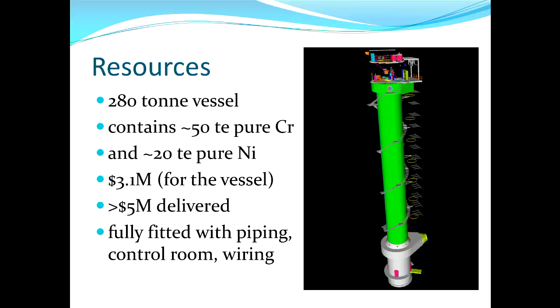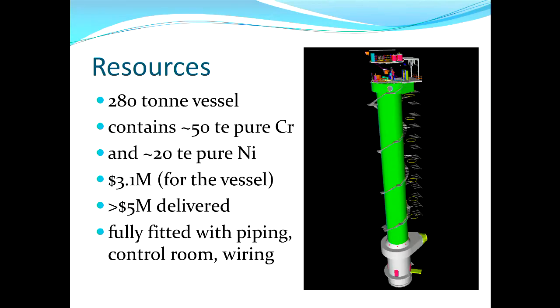It took a lot of material resources to build this prill tower. It turns out that the vessel weighs 280 tonnes, and if you do the sums, multiply that by 18% and 8%, you calculate that you require 50 tonnes of pure chromium. I don't know if you could imagine a big sort of cube of pure chromium weighing 50 tonnes. It's a lot of precious metal. And even more expensive, actually, is the 20 tonnes of pure nickel that are required.